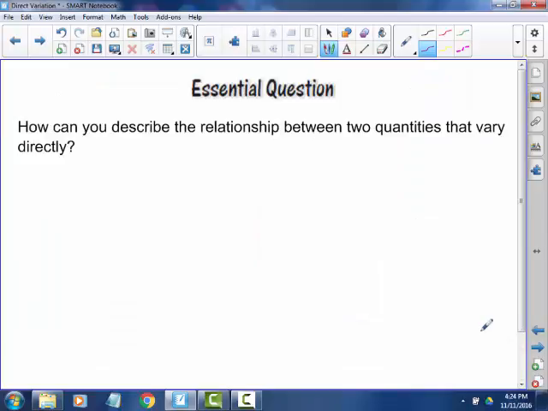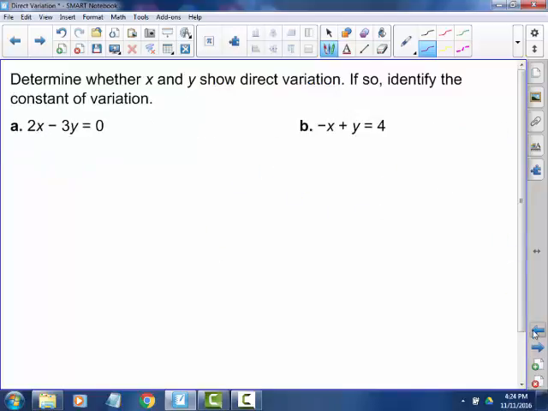So how can you describe the relationship between two quantities that vary directly? That's going to be the question we're going to try and answer today. How can we describe a relationship between two quantities that vary directly? And that, you may have noticed, is basically the title of your notes, direct variation. So the first thing we have here is to determine whether x and y show direct variation, and if so, identify the constant of variation.